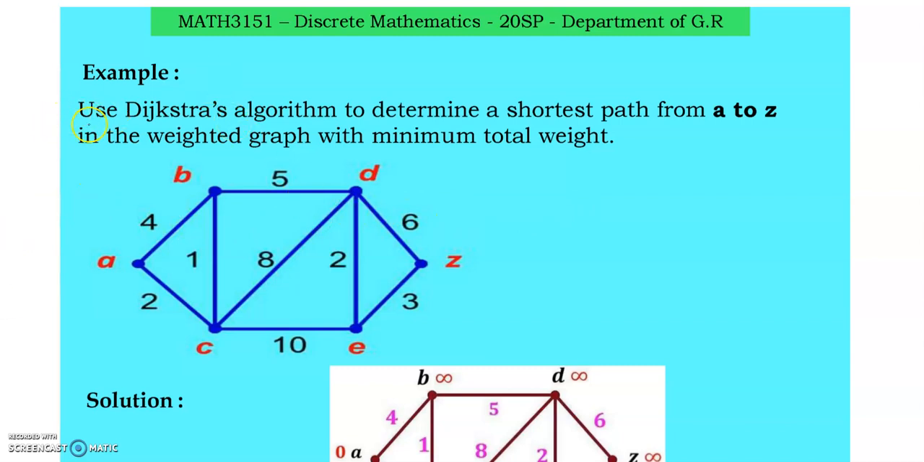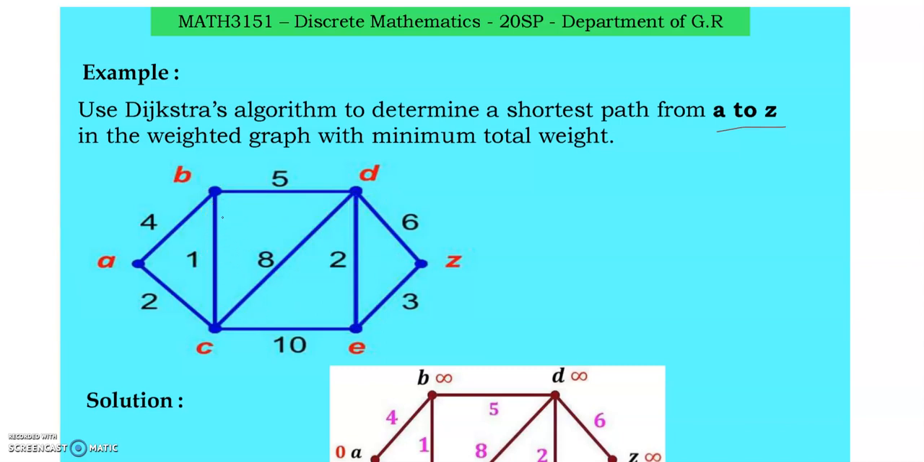Use Dijkstra's algorithm to determine a shortest path from vertex A to vertex Z in the weighted graph with minimum total weight. We can apply this algorithm to a directed or undirected graph. We have an undirected graph here. This is the weighted graph.